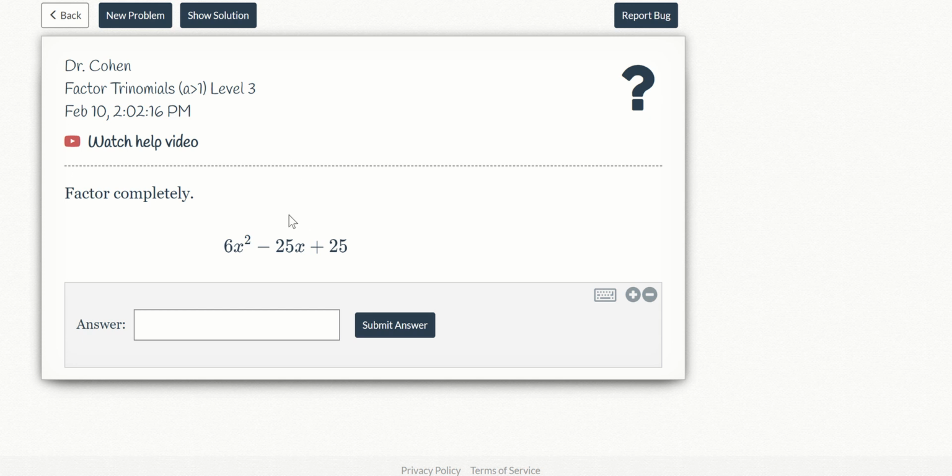Okay, so what I'm going to be doing is using what we've been calling the A times C method to factor a few problems. I'm going to be using a computer program that's just going to generate new problems for me. So I haven't seen these. I'm just going to do them as they come up. So the first one we have is 6x squared minus 25x plus 25.